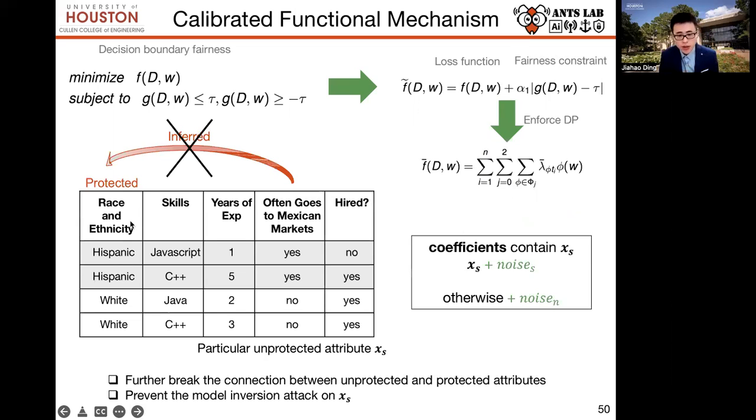So we consider adding more noise to the coefficients that contain the particular unprotected attribute, and less noise for the others. By doing this, the connection between the unprotected and protected attributes is weakened, and it also reduces model discrimination. And since we add more noise to a specific attribute, it can further prevent the model inversion attack on this attribute.